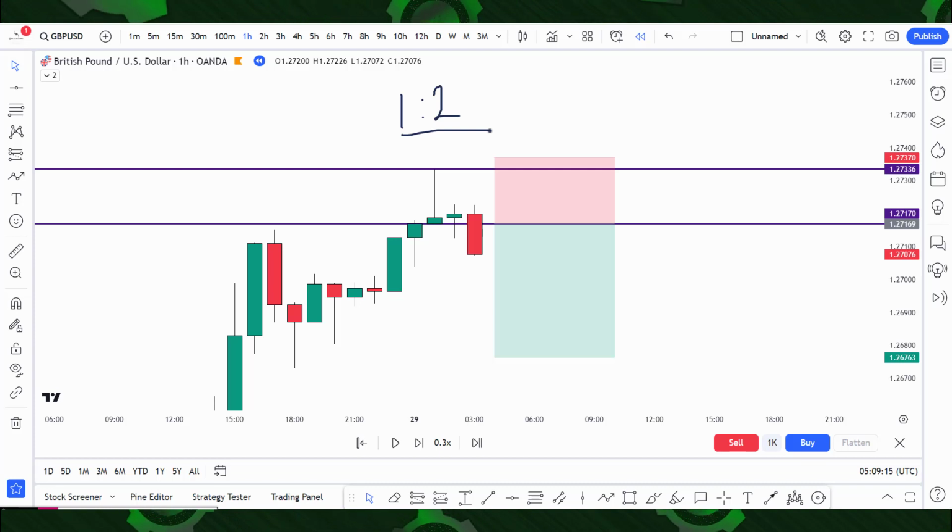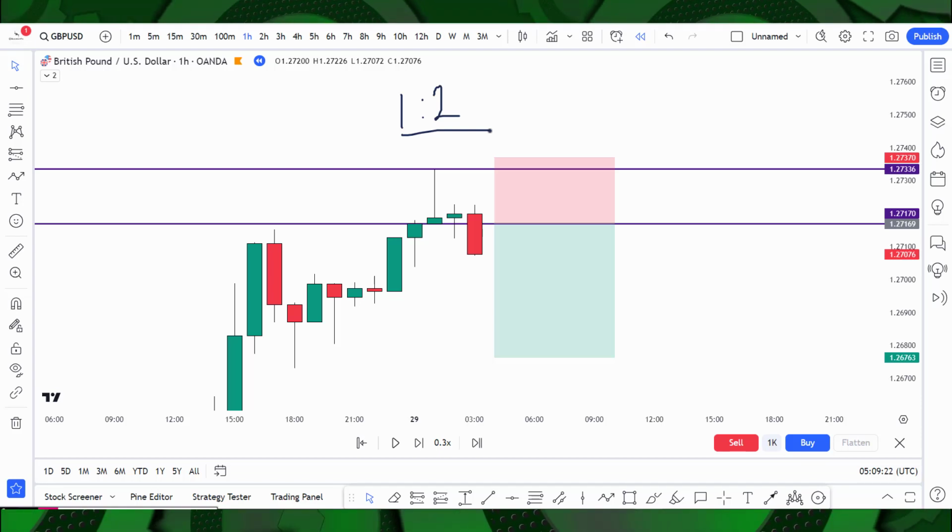You have to put your trades in a group. You have to look at 10 trades in a row, 20 trades in a row, before you can think your strategy is not working. So let's continue and see how this particular setup works out.